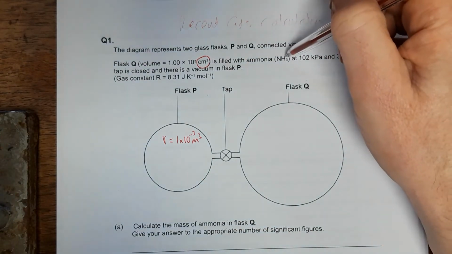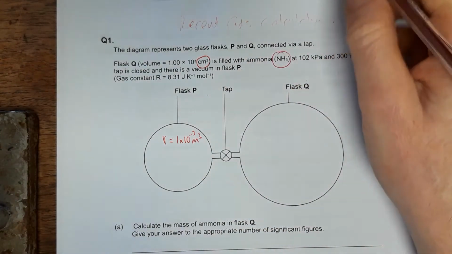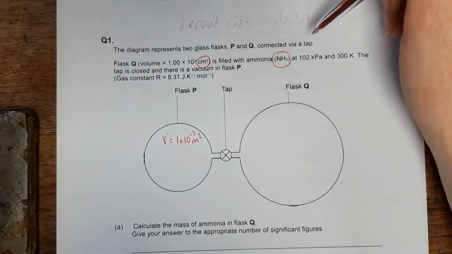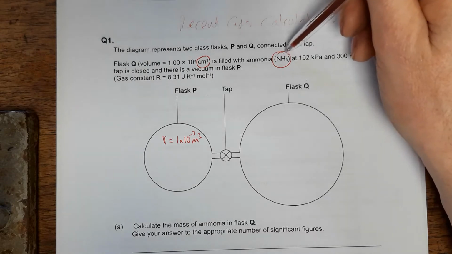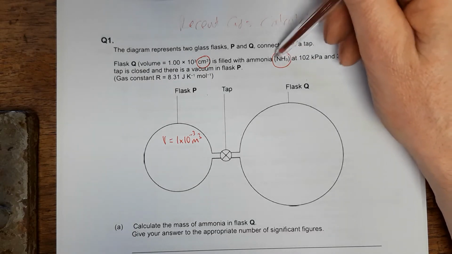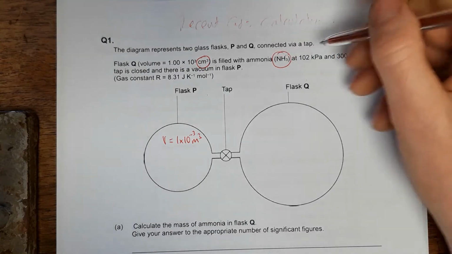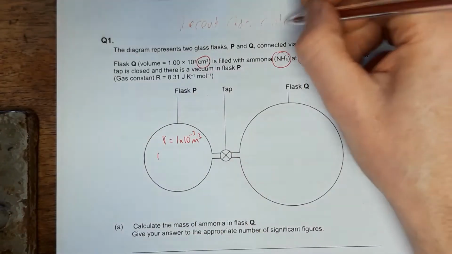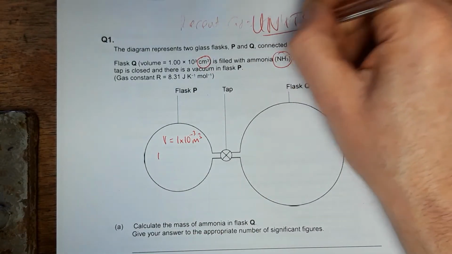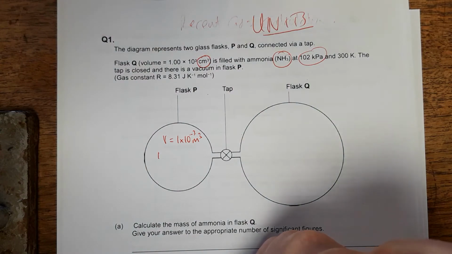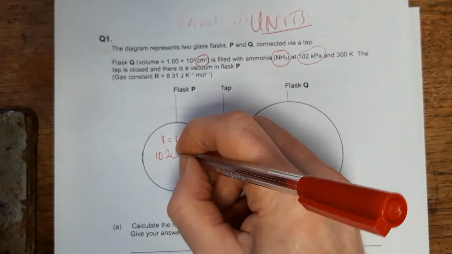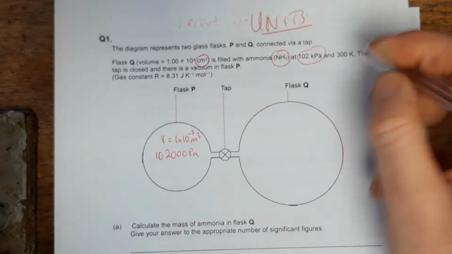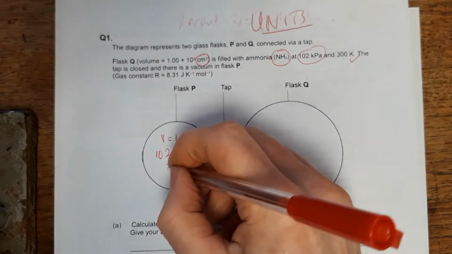It's filled with ammonia, NH3. Now, something that you'll get from Dr. Halliday when this video eventually comes to you, it doesn't matter what gas it is in terms of its volume. So the ammonia might come in useful later if we're working out MRs. 102 kilopascals, that's units. Remember, this is all about units. Maybe I'll write that on the top again. Units. There you go, I'll do my little tattoo. 102 kilopascals is 102,000 pascals, and 300 Kelvin. I'm happy with the units there.